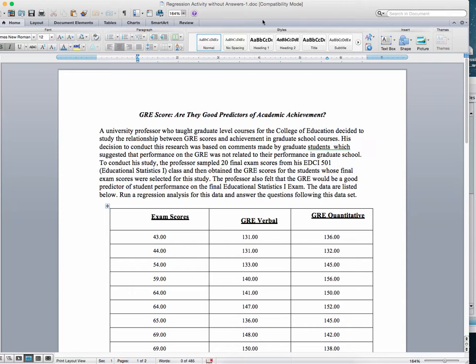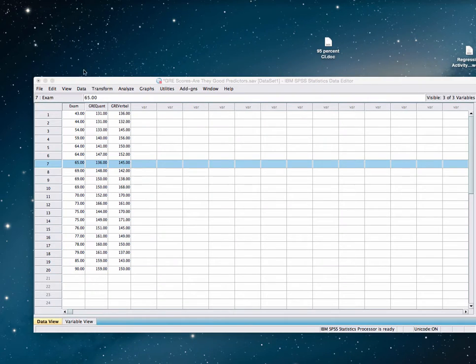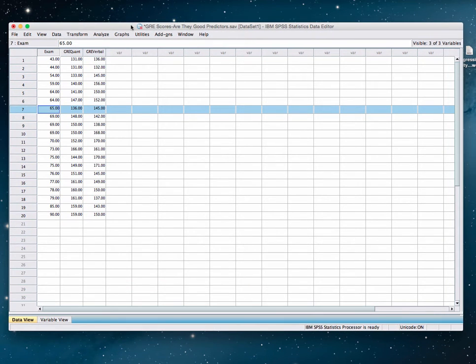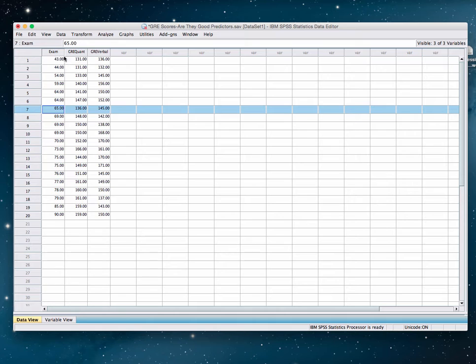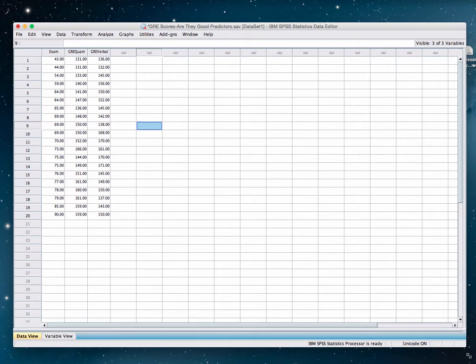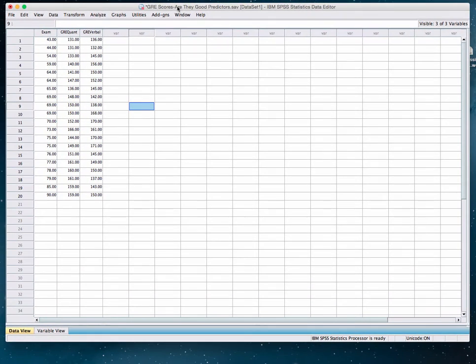If we look at that data and how it's set up in SPSS, we see that we have a quantitative score for each exam score. So these scores are paired. In this case, we're not going to use the verbal at this time because the question is about the relationship between quantitative GRE results and a quantitative graduate level course. So I'm going to go ahead and run this analysis and then we'll interpret it.